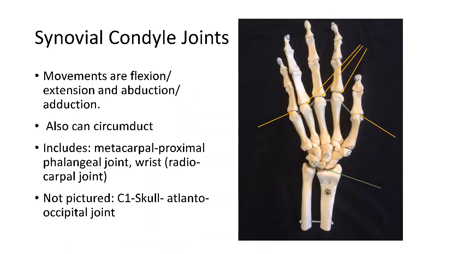Condyle joints are kind of the drawing I did. The condyles are your knuckles. The word condyle actually means knuckle. They can do flexion and extension. We can do abduction and adduction, which allows us to do circumduction. The wrist joint is a condyle joint, and so is C1 to the skull. Some books will classify the sternoclavicular as a weak condyle instead of a planar joint, but most books call it a planar joint.